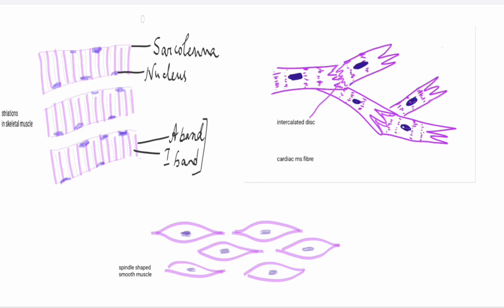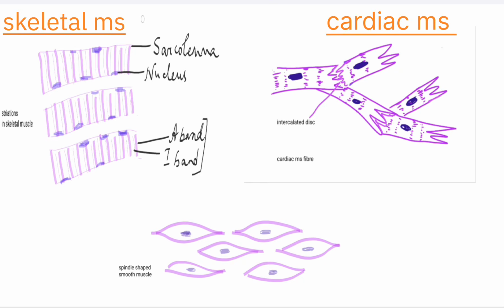They are stained pink because they take the eosin stain, and they have purple nuclei within, which are stained by hematoxylin. You also know that muscles are of three types, that is skeletal muscle, cardiac muscle and smooth muscle.